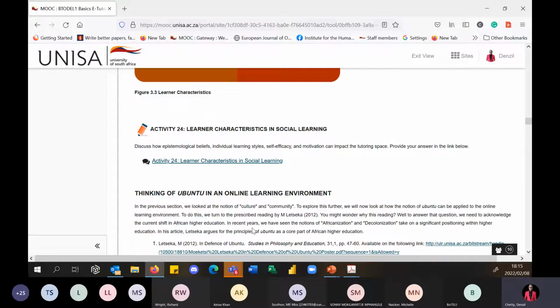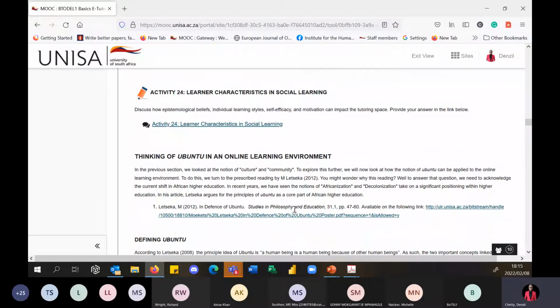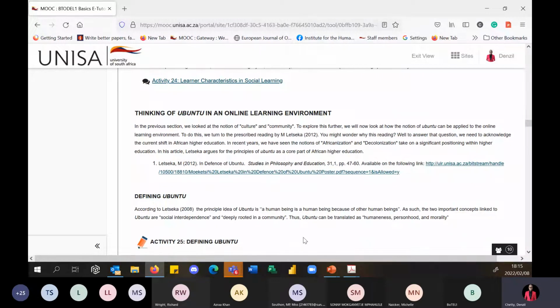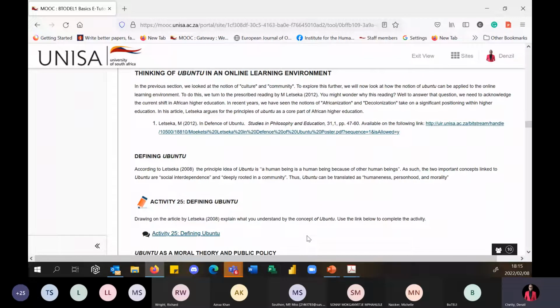Okay, then the idea of thinking of Ubuntu in an online learning environment. Now here, colleagues, Professor Muketsi Letseka, who holds the UNESCO ODL chair at UNESCO, wrote an interesting article on how Ubuntu functions in an online environment. And his idea was that the basic notion or basic philosophy and principle of Ubuntu is that a human being is a human being because of others. Right, so you're not in isolation. You are part of this. Your identity as a human being is also in relation to others.